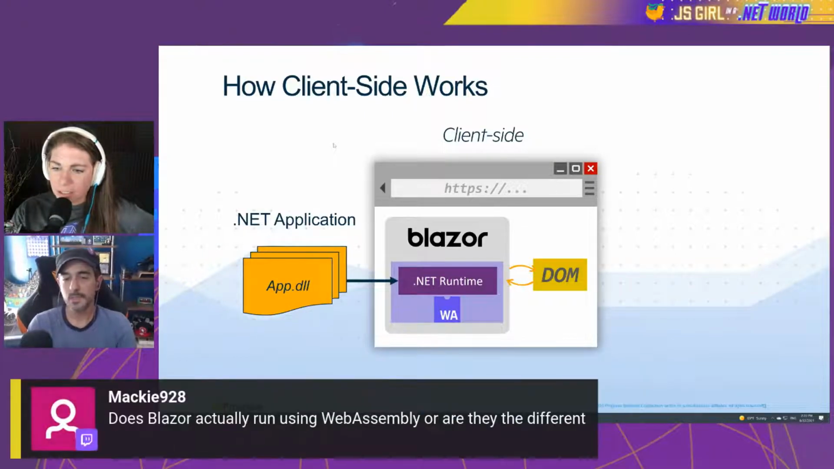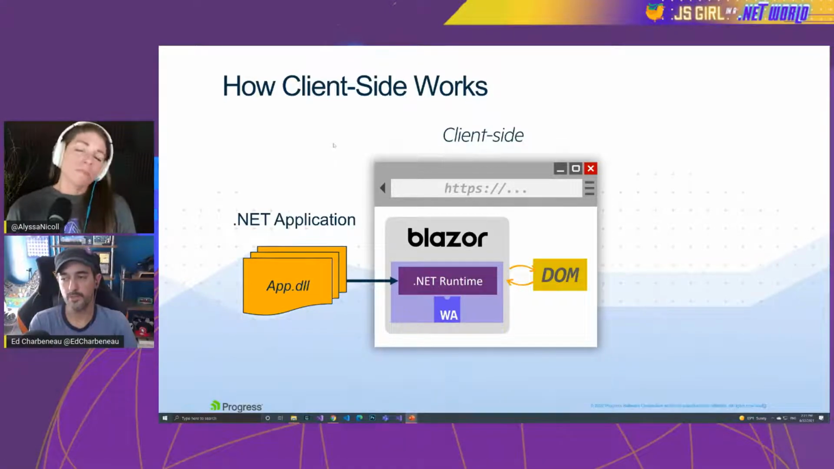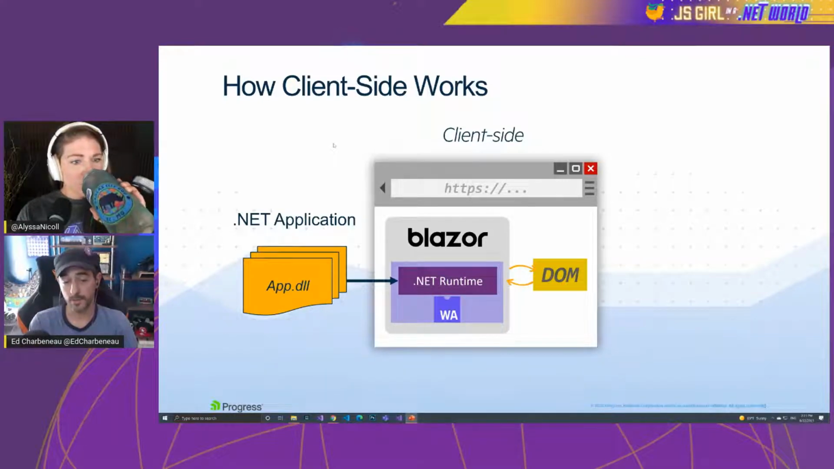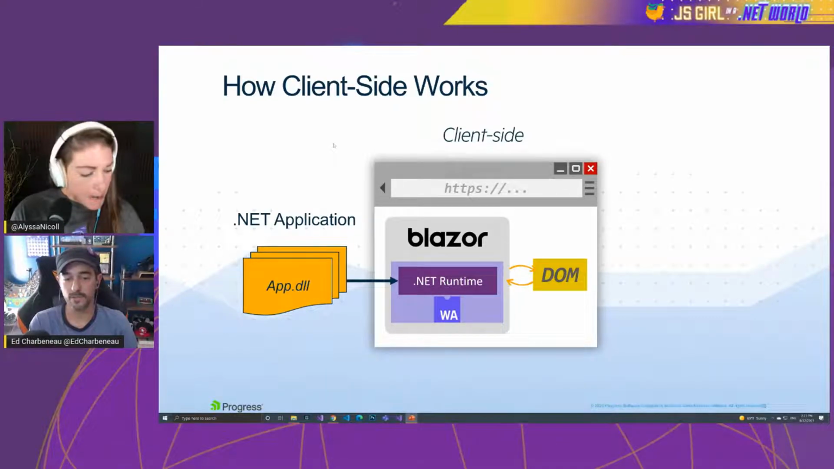I think you might have answered it, but Mackie earlier asked, does Blazor actually run using WebAssembly, or are they different? Blazor on the client runs on top of WebAssembly. So your application code is not compiled to WebAssembly, but the .NET runtime is. And your .NET code runs on top of that runtime.